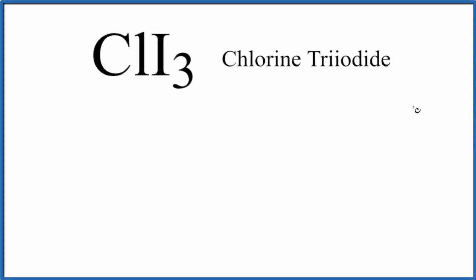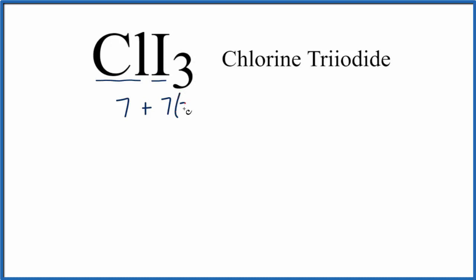In this video, we'll write the Lewis structure for ClI3, that's chlorine triiodide. The first challenge really is you have Cl here, and then this is your iodine, so don't get confused with these two symbols. We have 7 valence electrons for chlorine, plus 7 for the iodine. Both are in group 17, or sometimes called 7A, so they have 7 valence electrons.